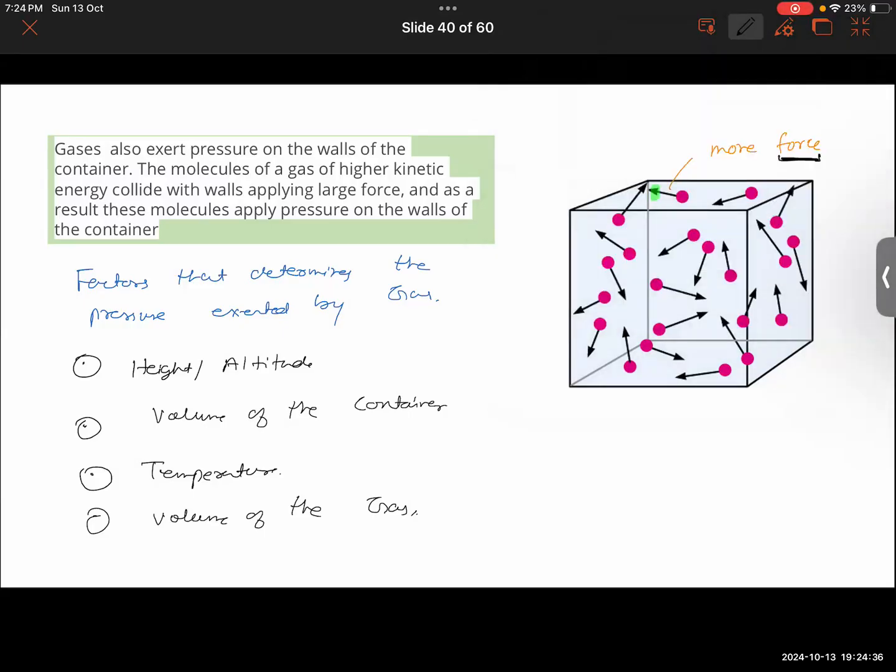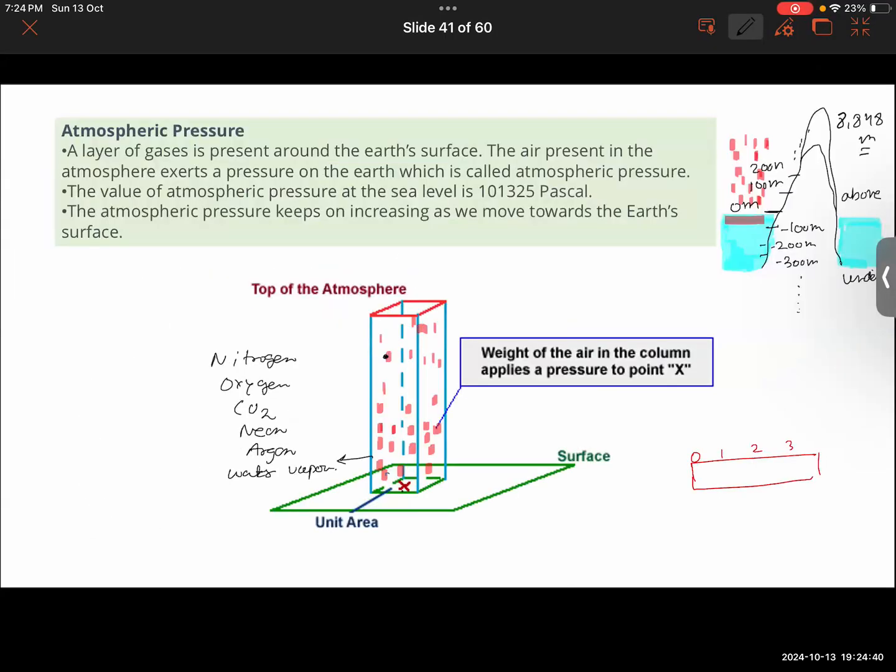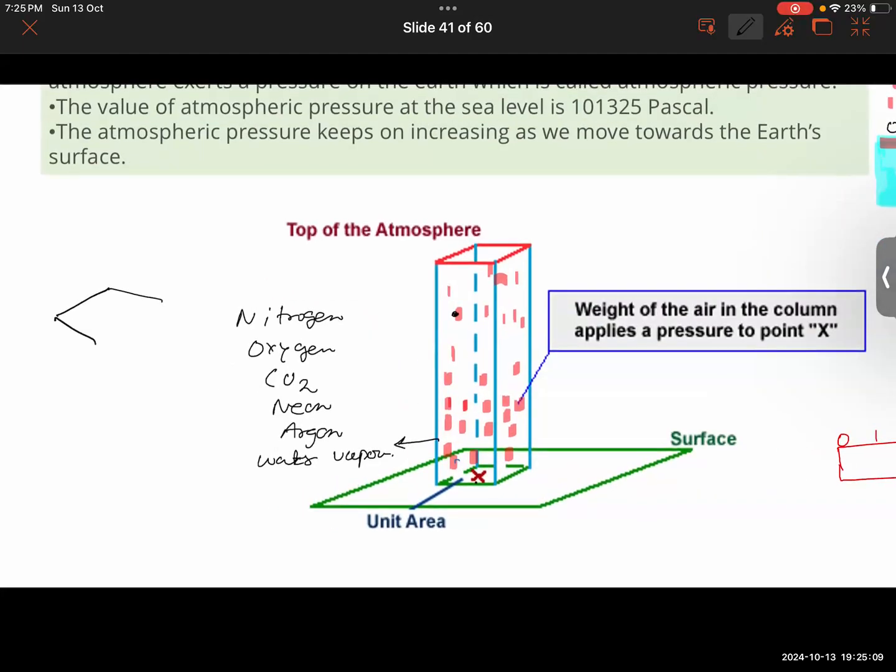Further, answering your next question, how pressure changes with height. For that purpose, let us take this. Say this is a column of air, and this is a unit area on which this column of air is going to apply some pressure. Now we know that as we go higher up in the atmosphere, the thickness of the atmosphere decreases. Air becomes thinner. Why will the air become thinner? Because there are fewer air molecules in the upper layers of the atmosphere. So say this is like this.